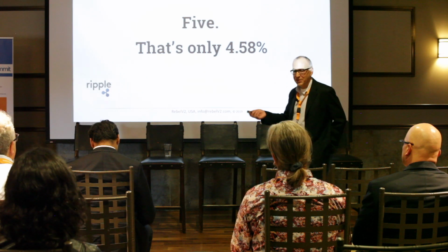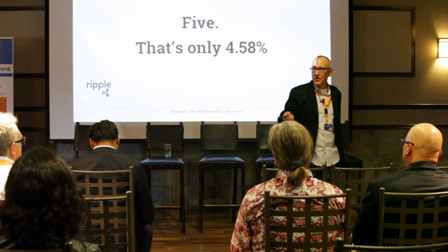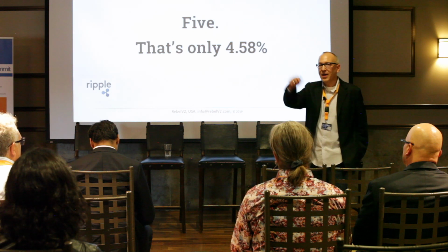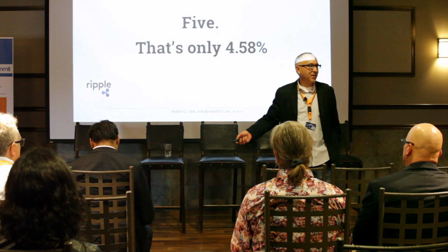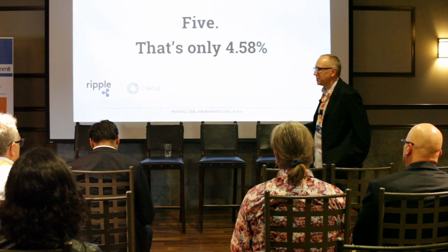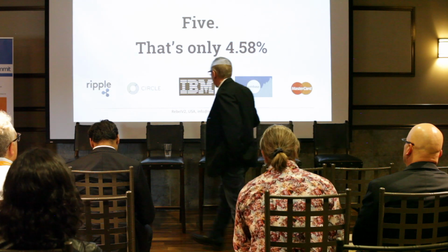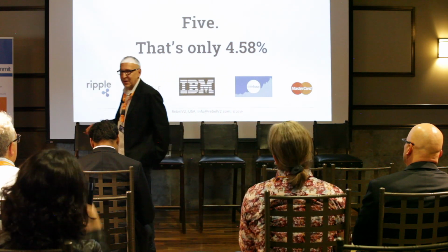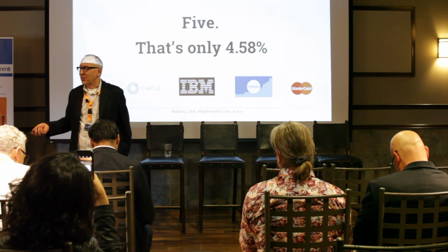People always ask me who those 5 are. You're going to recognize all these names because they are intentional about design. And because they were intentional about design, they are actually the largest blockchain companies around. Ripple, Circle, IBM, Coinbase, and MasterCard. Which is kind of funny. It's kind of a surprise to us that MasterCard is doing so well with the blockchain.